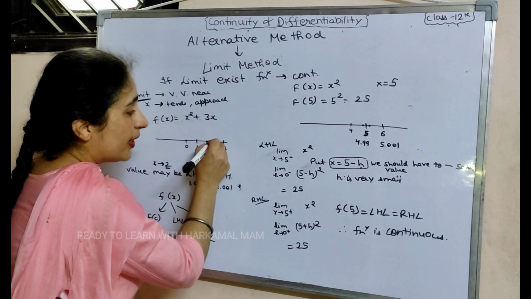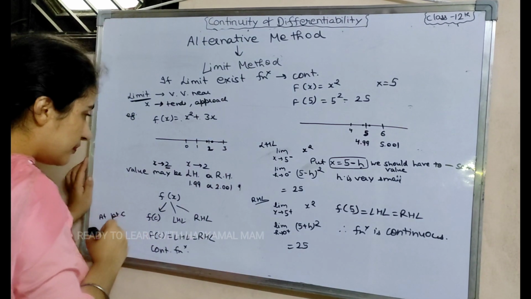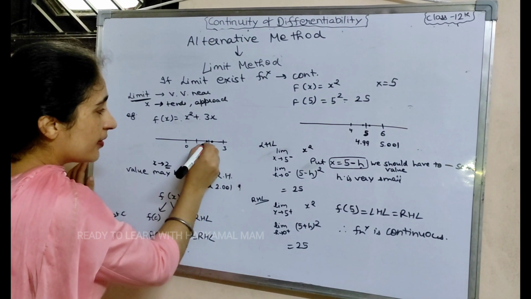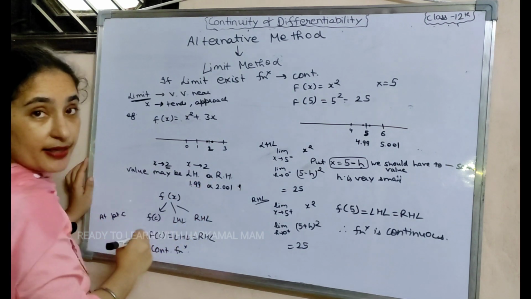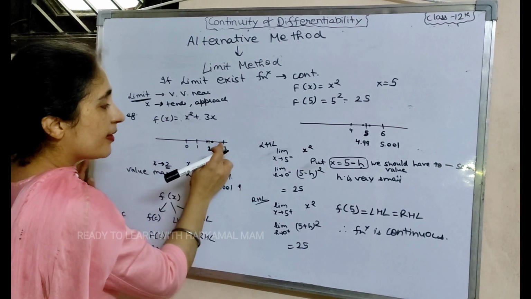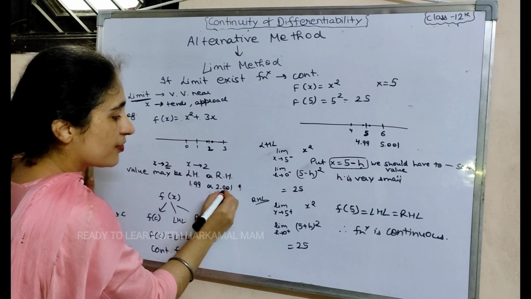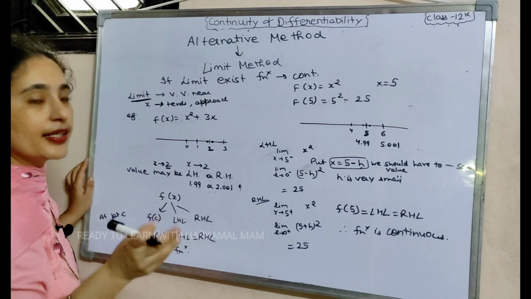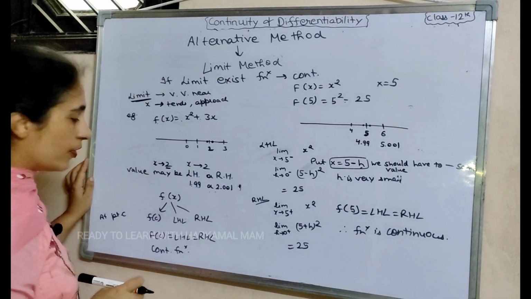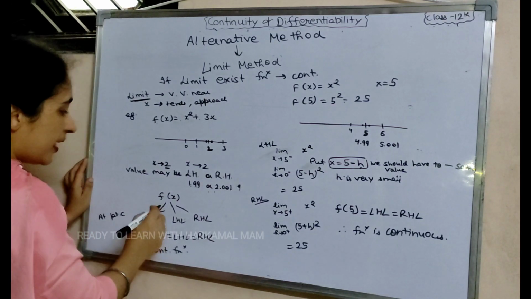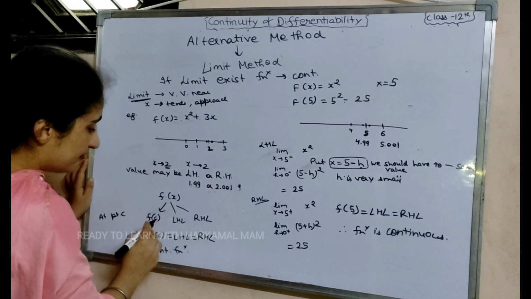It may be on the right of 2. So it may be in the left 1.99, or we can say in the right it may be 2.001. It's very near but not 2. For example, here is a function f of x.